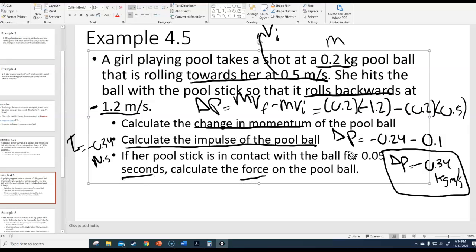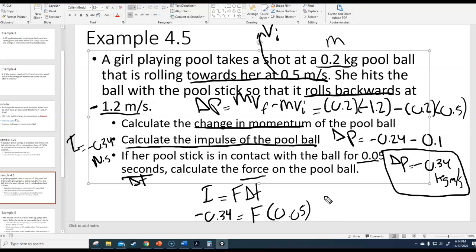So now, for the first time, I'm combining my two sets of equations. Because now I'm given delta t, they're asking me for the force. I know that the impulse equation is I equals F delta t. And I know what I is because that's equal to the change in momentum that I just found. So I is going to be negative 0.34. I'm asked to find the force. And then delta t here is 0.05 seconds. Because when you hit a pool ball, it happens really fast. Right? So to get F by itself, I need to divide both sides by 0.05.